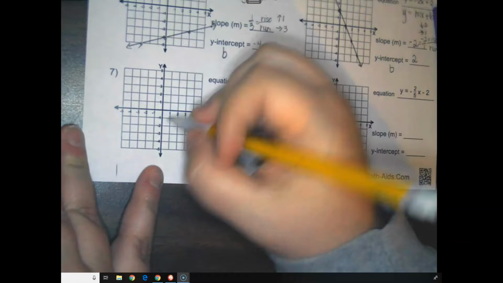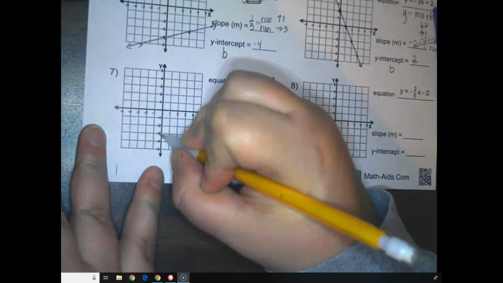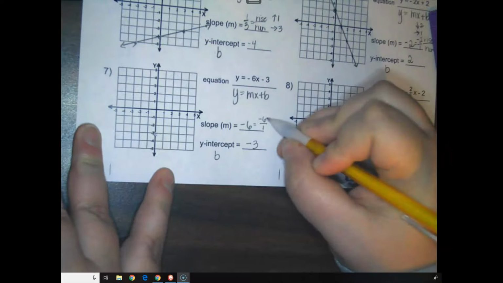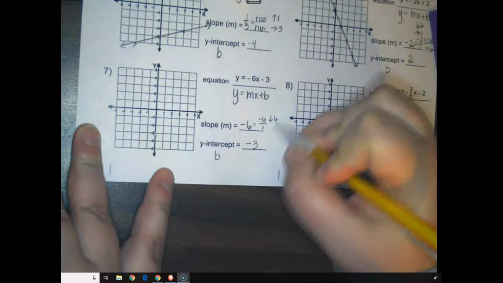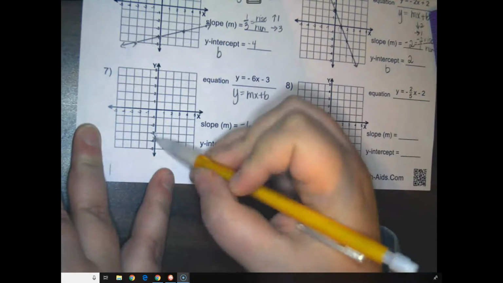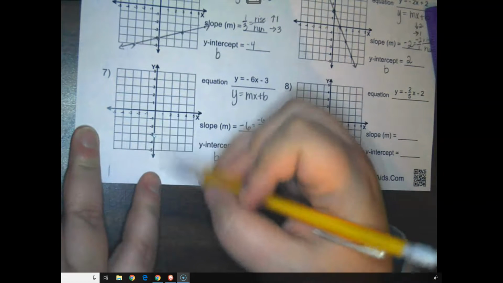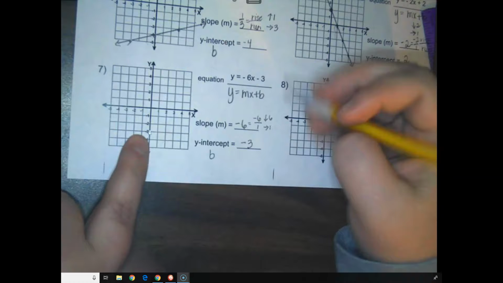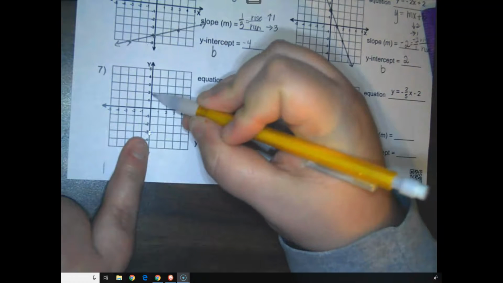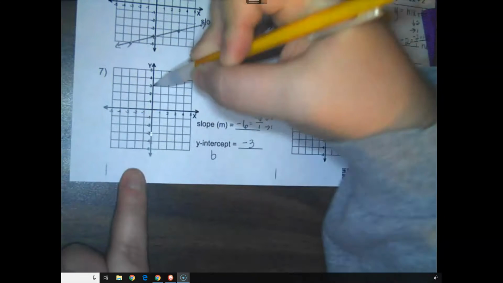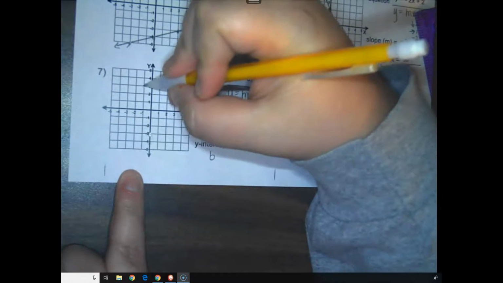So I'm going to start at my -3. I'm going to put a dot. And this -6 means down 6 and then to the right 1. But can I go down 6? Nope, I ran out of room. So I'm going to do the reverse. I'm going to go up 6. 1, 2, 3, 4, 5, 6. And then I went to the right one, but this time I'm going to go to the left one.